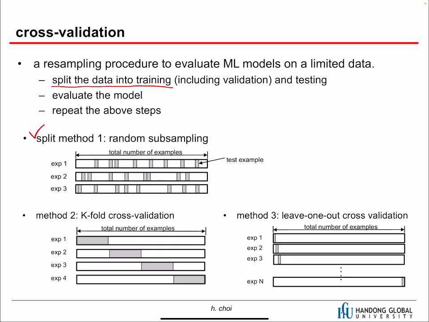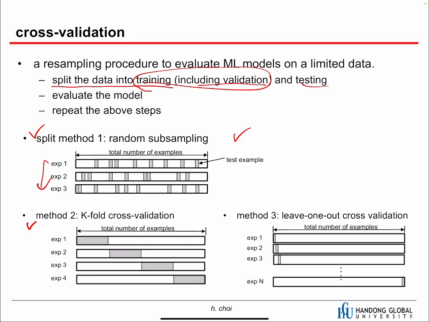So the first method is random subsampling. Randomly, we use 90%, including this validation, 90% for training and 10% for testing. Or if you want, we can use 95% for training and 5% testing. Anyway, we can randomly sample for training and testing. Then we repeat many times. This is not the popular one, but the second one is more popular.